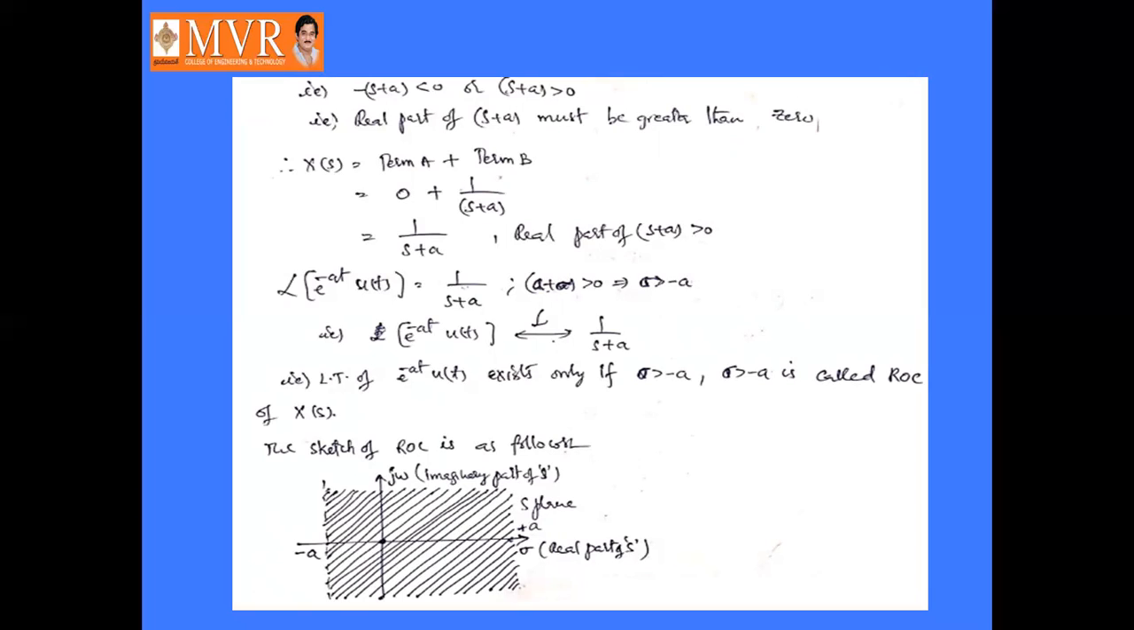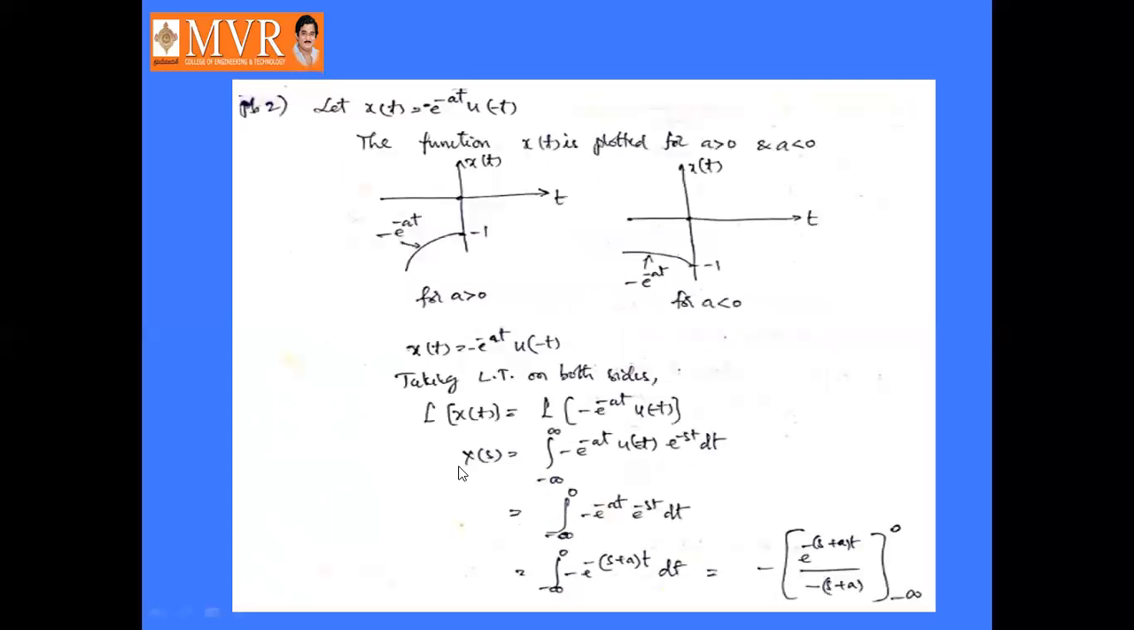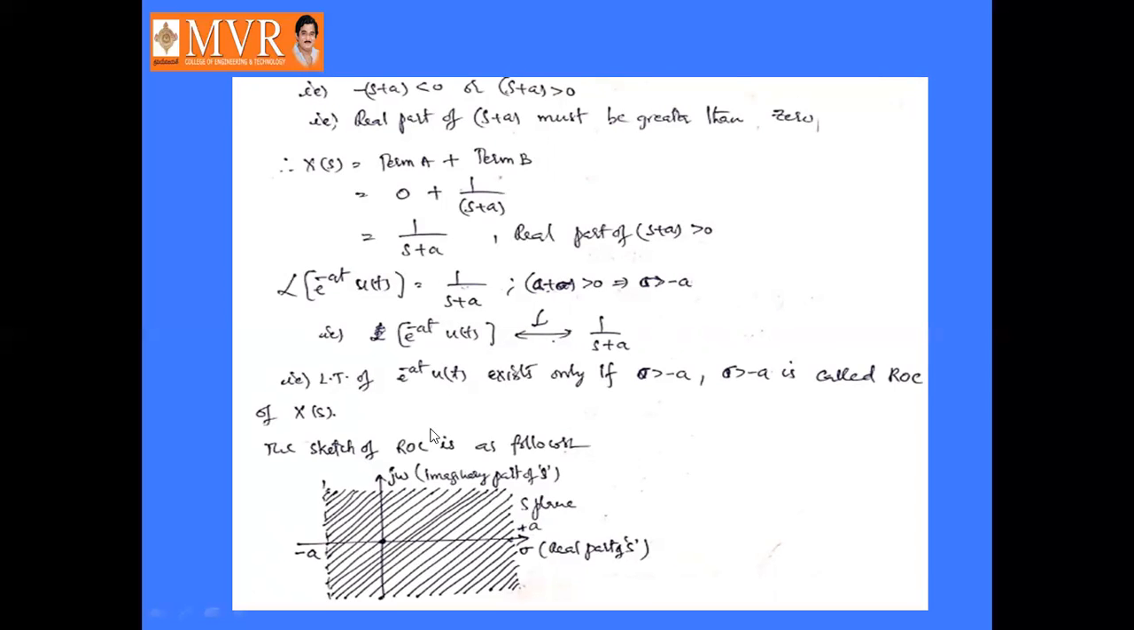Okay, the Laplace transform of e power minus at into u of t is equal to 1 by (s plus a), but sigma is greater than minus a. So the Laplace transform exists only for sigma greater than minus a. Sigma greater than minus a is called the region of convergence of X of s. Then we can draw the region of convergence for this problem. This is the s plane, consisting of real and imaginary parts. The real part is sigma and the imaginary part is omega.